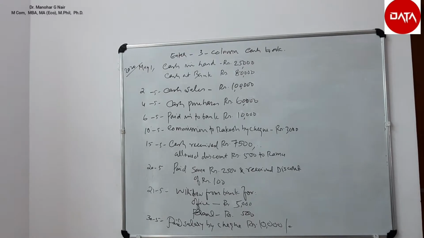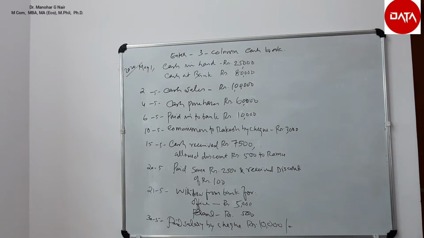Now let us practice the preparation of a 3-column cash book with the help of the following transactions. On May 1st, 2020, cash in hand is rupees 25,000, cash at bank is rupees 80,000. On 2nd, cash sales of 1 lakh. On 4th, cash purchases rupees 60,000. On 6th May, paid into bank rupees 10,000. On 10th May, commission to Rakesh by check rupees 3,000.